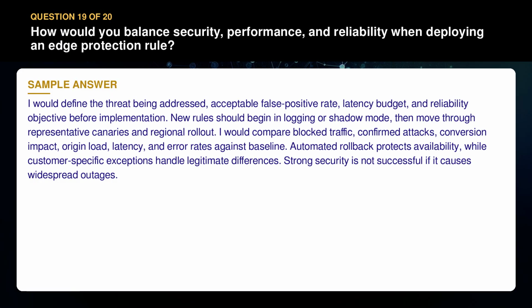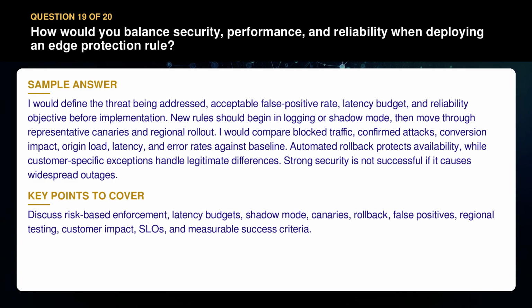Automated rollback protects availability, while customer-specific exceptions handle legitimate differences. Strong security is not successful if it causes widespread outages. Discuss risk-based enforcement, latency budgets, shadow mode, canaries, rollback, false positives, regional testing, customer impact, SLOs, and measurable success criteria.